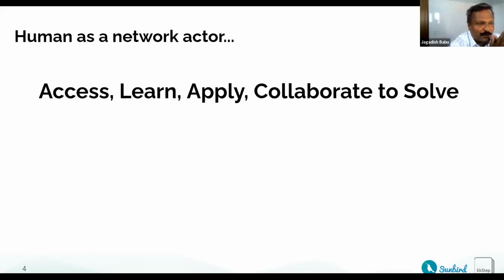It's not enough if there is only information access. It's not enough if there is only learning and lack of application. It's not enough if you can only apply, but one has to collaborate effectively with a large network of actors to be able to solve complex problems. So this entire aspect is what EkStep Foundation and its set of contributors have in mind, or at least are thinking about when they develop these building blocks.